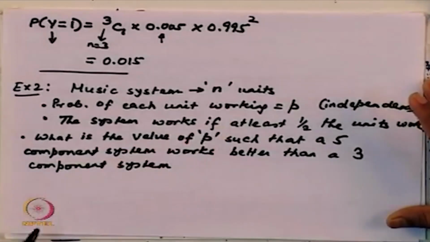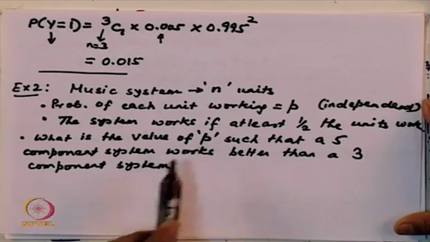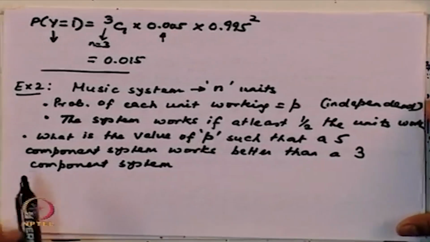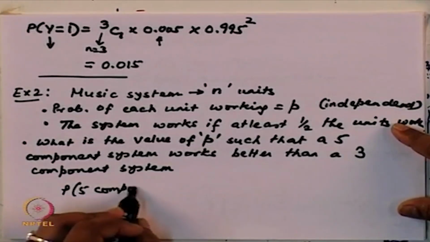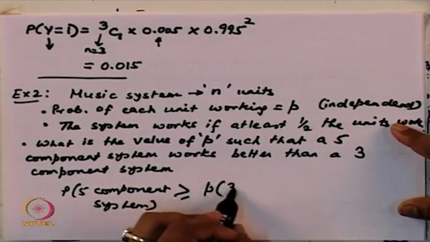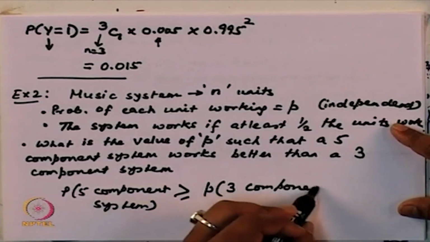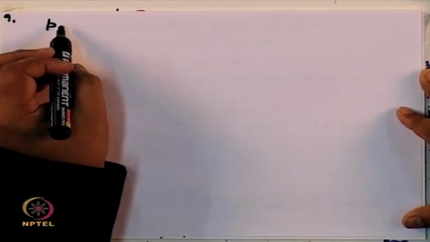Okay. So, you have n units, right, and there is a clause that the system works if at least half of the units work. So, for a 5 component system, we want to find out the probability of the 5 component system being greater or equal to the probability of the 3 component system. Each unit operates with the probability of p, right.